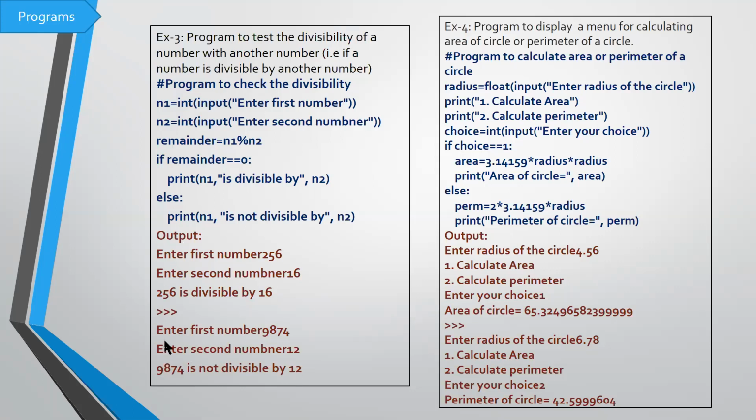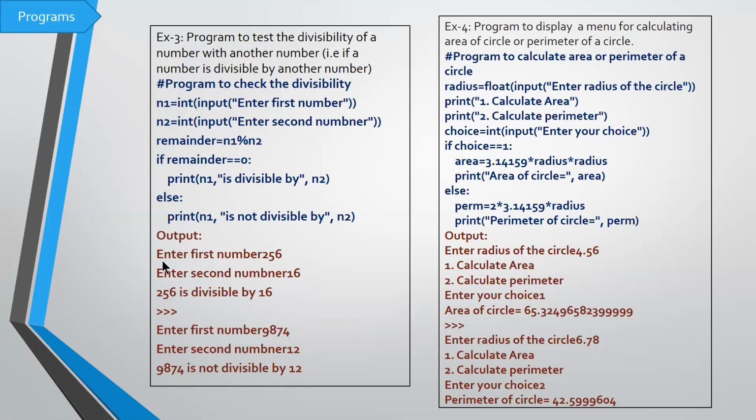Now I'm running the program for the second time. When I run the program for the second time, I'm entering the value 9874, and the second number I'm entering is 12. Then it checks the condition, the remainder is not 0, and it displays the message: 9874 is not divisible by 12.